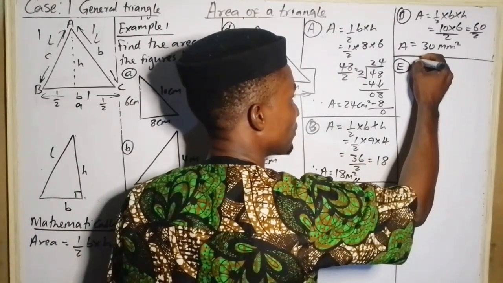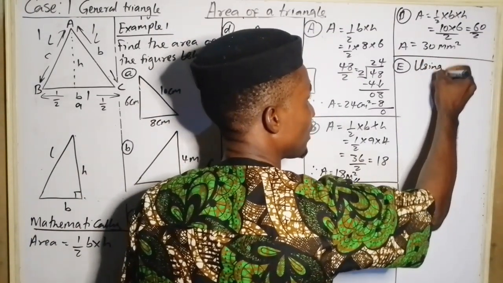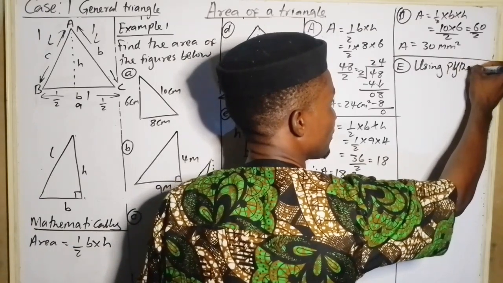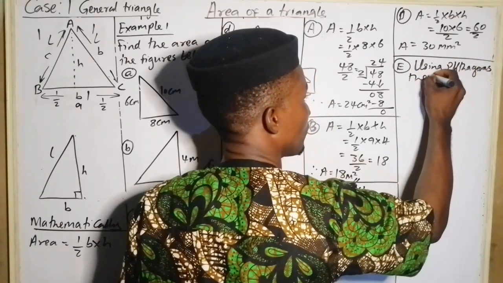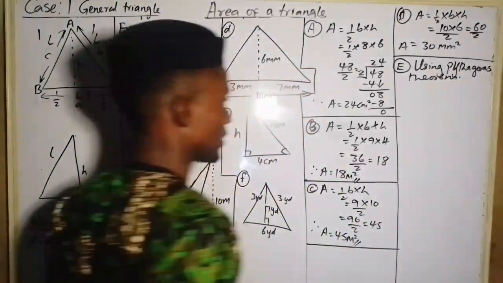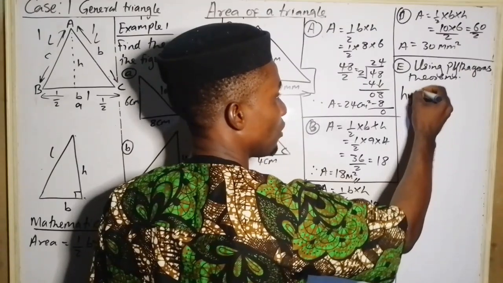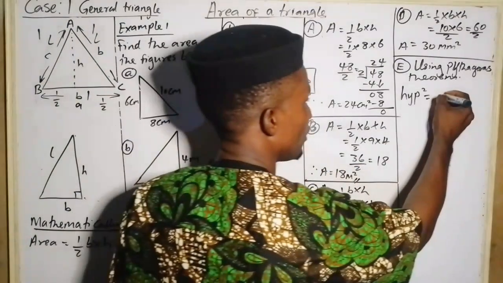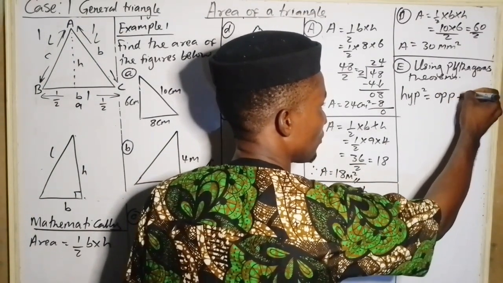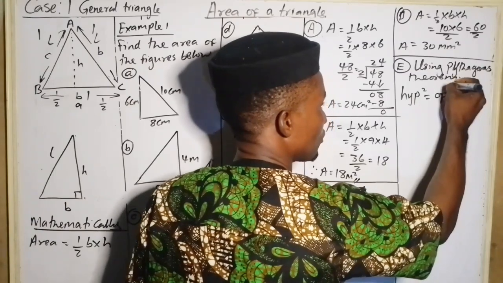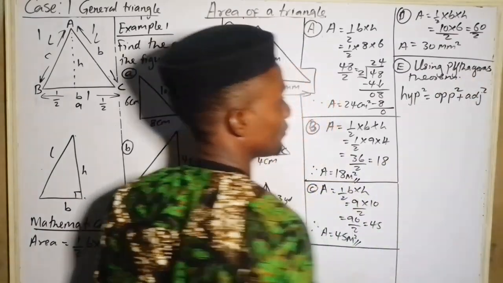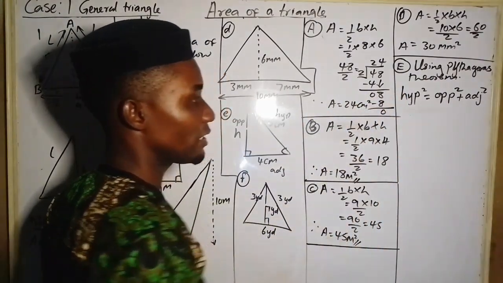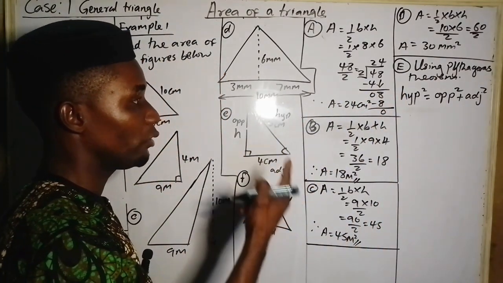So how are we going to do that? You need to apply the Pythagoras theorem. And what does the theorem say? The theorem says that the square of the longest side is equal to the sum of the squares of the two other sides. So we have the hypotenuse, opposite, and adjacent squared. Now, this is what the theorem says: the square of the longest side is equal to the sum of the squares of the two other sides.